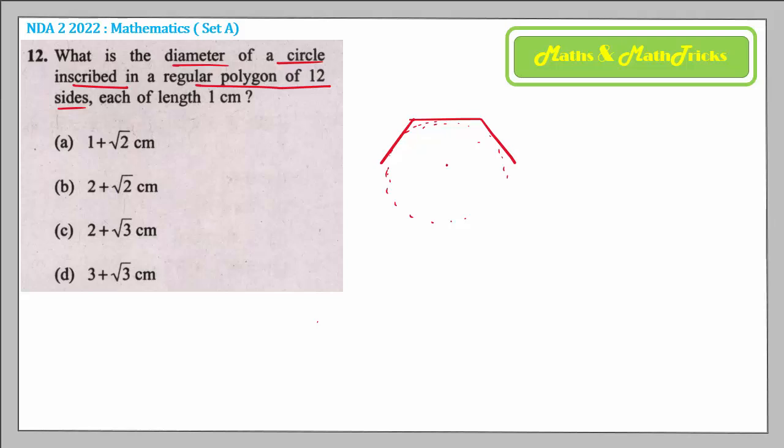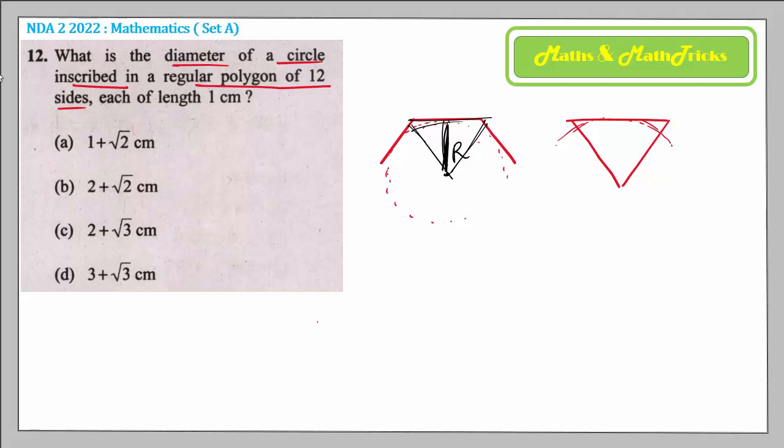Such a polygon has 12 sides. I'm just talking about this one side. Definitely the center of this regular polygon and the center of the circle coincide, and this is the R, the radius of the circle. If you connect the vertices with the center, you can have such a triangle traced for you, where the circle is cutting maybe here.